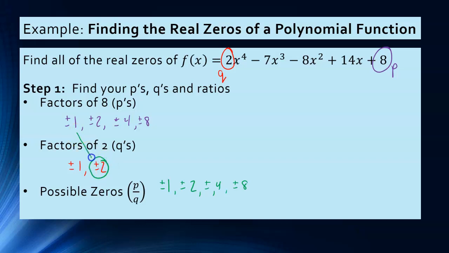Now we're going to do all the possibilities with 2 in the denominator. So we're going to have all of these over 2. Now we are going to simplify them, and if we have one already listed, we're not going to list it again. So one of them would be plus or minus 1 over 2, which would be 1/2.